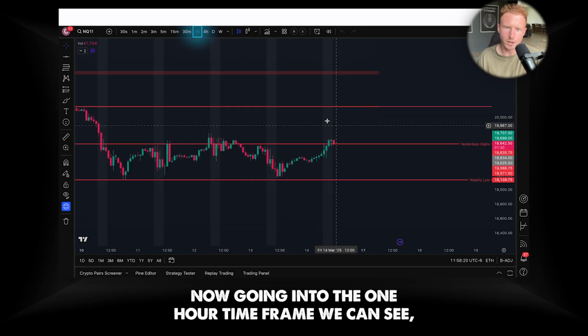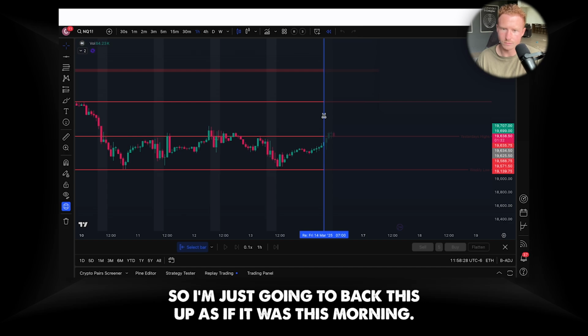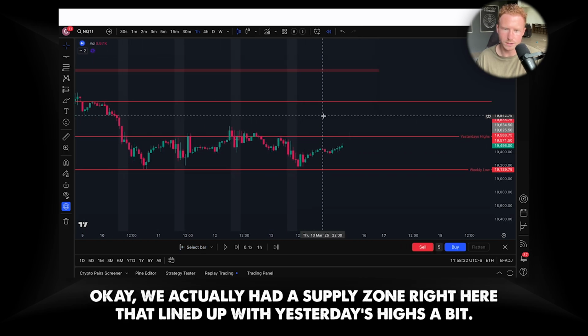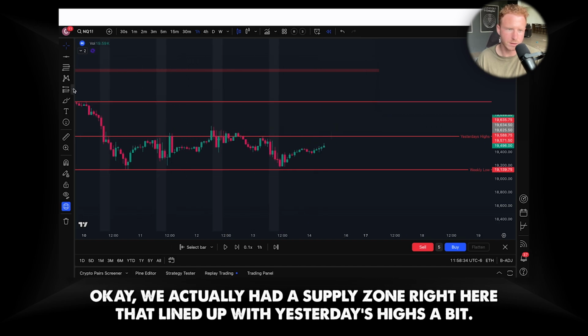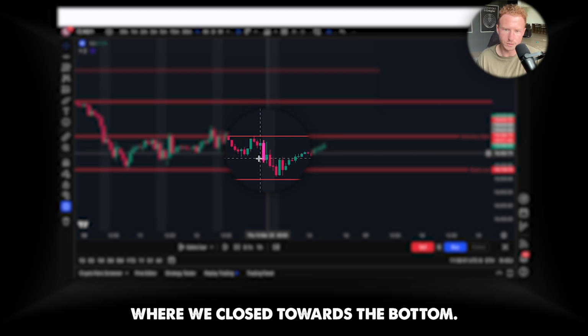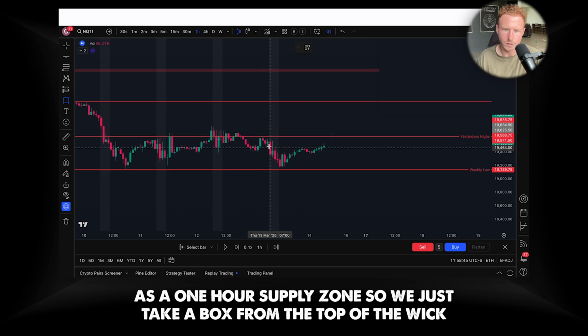Now, going into the 1-hour time frame, let me just back this up a little bit as if we didn't know what happened today. So I'm just going to back this up as if it was this morning. Okay, we actually had a supply zone right here that lined up with yesterday's highs a bit. So we can see this candle, we had a small green candle followed by an aggressive candle down where we closed towards the bottom. So I'd also mark this up as a 1-hour supply zone.